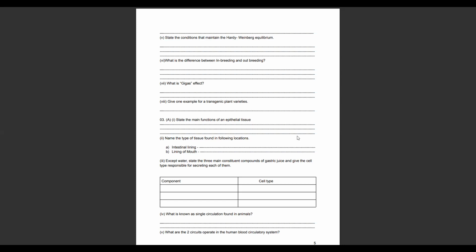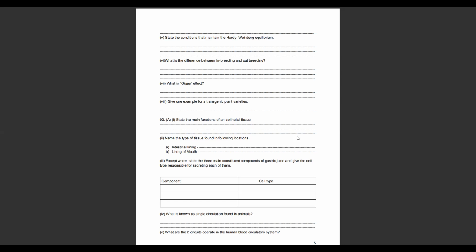Then Roman number 3, except water, state the 3 main constituent compounds of gastric juice and give the cell type responsible for secreting each of them. First one, pepsinogen. Then gastric juice, there are 3 main constituents. Pepsinogen, HCl, and mucus.